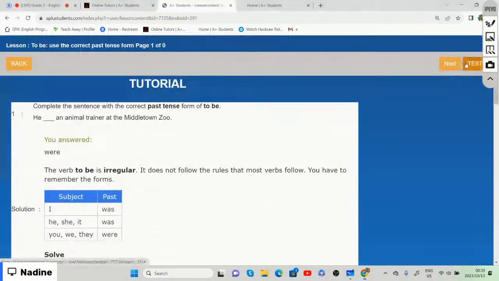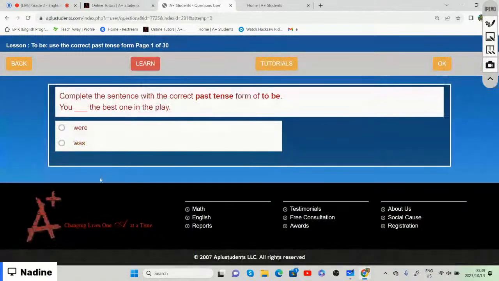All right, now we're going on to our test, where we are going to complete the sentence with the correct past tense form of to be.